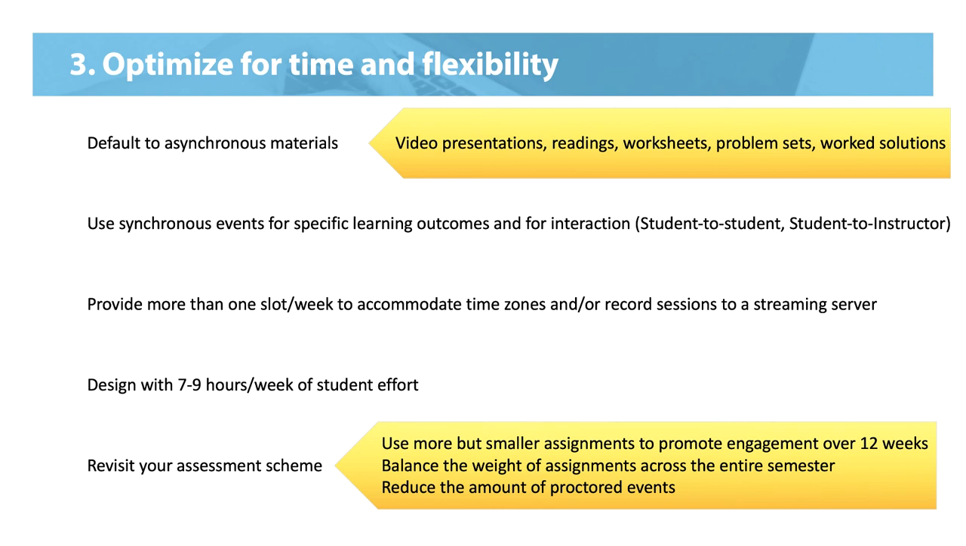And lastly, it's the revisiting of your assessment scheme. So there's an opportunity here to think about remote teaching and to think about how you're going to foster engagement over the entire 12 weeks. And one of the ways to do it is to use more actual assignments, but perhaps smaller, okay, in an effort to try to promote that engagement, like I mentioned. And you can balance the weight of the assignments across the entire semester. So maybe you decrease the value of your final proctored assessment, and you take some of those marks and you spread them across the semester as well.